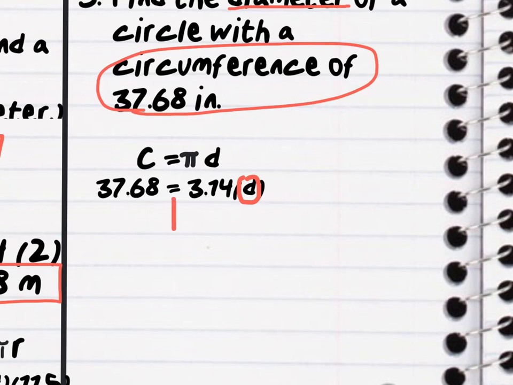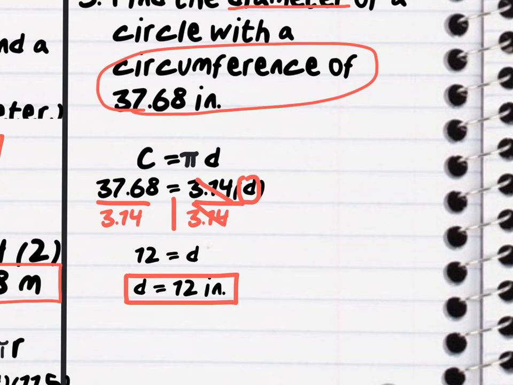And because it's being multiplied by 3.14, we're going to divide both sides by 3.14. And then what's going to happen here is the 3.14s are going to become 1, so you're left with d on the right side, and then on the left side you divide these two, and that equals 12. So 12 equals d, so that means our diameter is 12 inches. So you write that down and you box it, make sure you label it, and that's it.